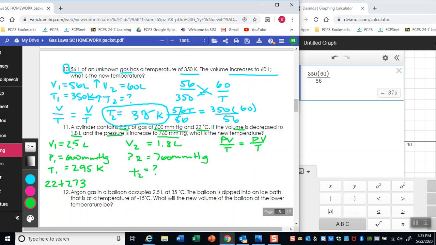So I've got pressure, so 600 times 2.5 all over the temperature, which was 295, equals pressure 760 times the volume, which was 1.8, all over this T that we don't know.